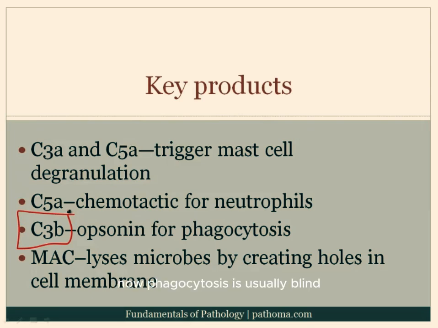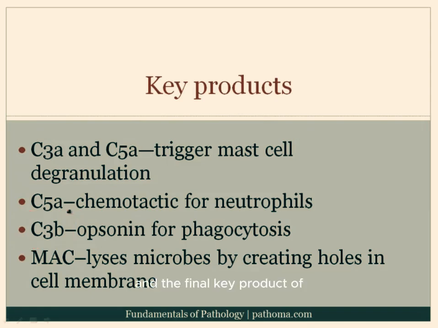Now, phagocytosis is usually blind, i.e., the neutrophil just sort of goes in and grabs things randomly and begins to consume it once it's activated. However, one of the ways by which that phagocytosis can be assisted is by opsonins. And opsonins are proteins that the neutrophil can recognize, which then tell it to consume that which is attached to that protein. And so one important opsonin is C3b. And we'll talk a little bit more about opsonins a little later in our discussion.